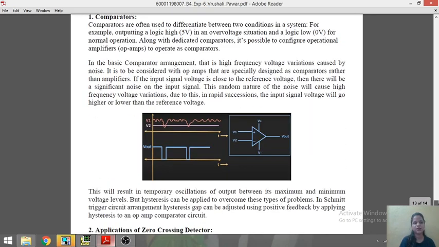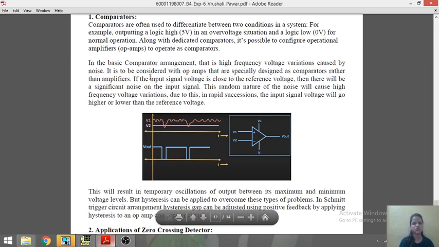Conclusion for that is the comparator. In the basic comparator arrangement, the high frequency voltage variations caused by noise have to be considered with the op-amp, especially when designing a comparator rather than an amplifier. If the input voltage is close to the reference voltage, then there will be significant noise on the input signal. The random nature of the noise will cause high frequency voltage variations. Due to this, in rapid succession the input signal voltage will go higher and lower than the reference voltage. Here you can see this.